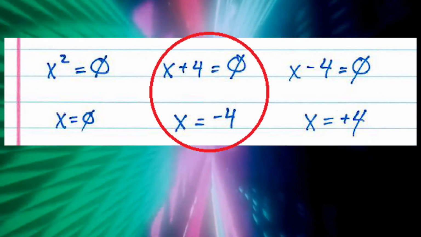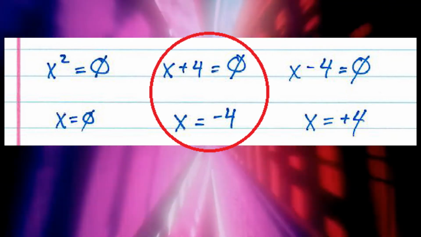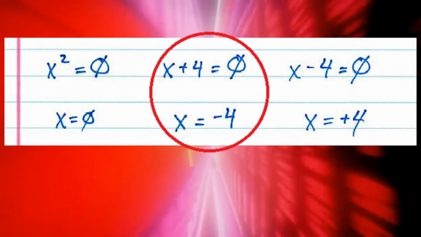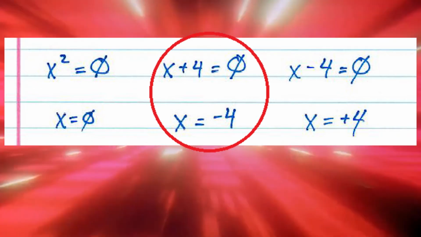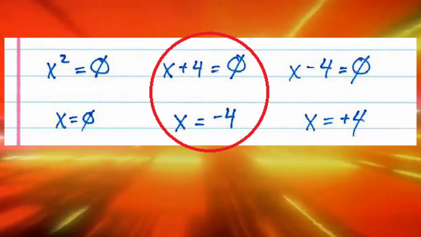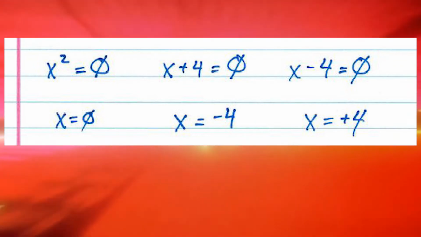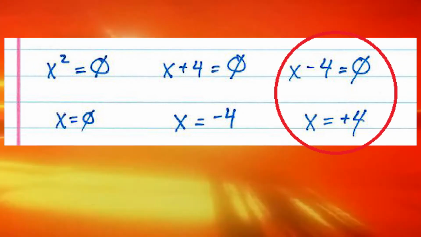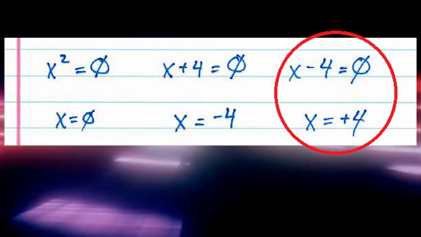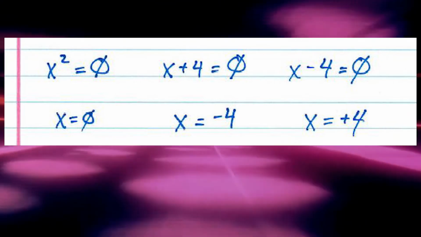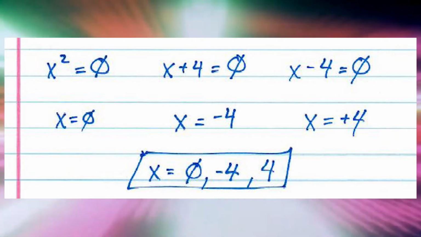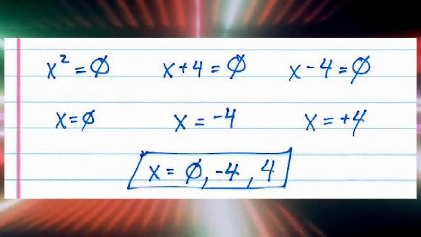Our next problem is x plus 4 equals 0. We just take the opposite of the positive 4, and we have x equals negative 4. And then our last problem is x minus 4 equals 0. x will equal 4. So our three zeros from this problem will be x equals 0, negative 4, and 4.